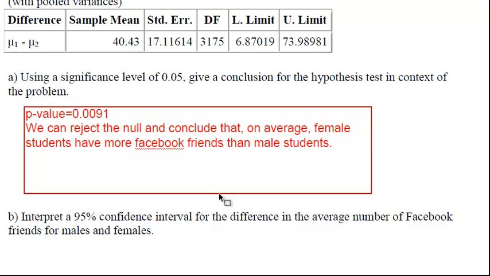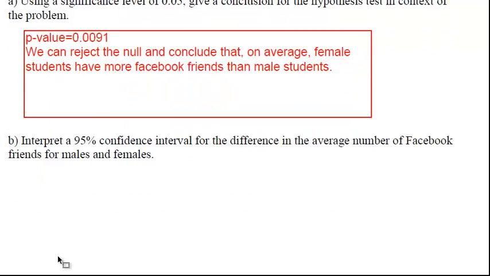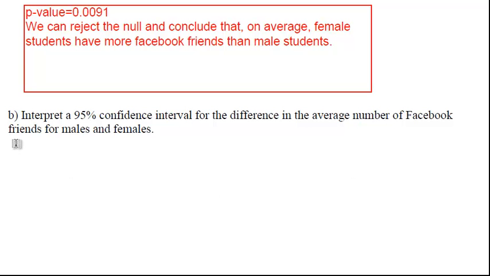The next thing we want to do is interpret the confidence interval. That's always a little more difficult. Because we rejected the null, we know there is a difference between males and females, with females having more, and the confidence interval is right here. Here's the lower bound for the confidence interval, here's the upper. And because we're taking females minus males and it's positive, we know that females have more Facebook friends on average by this much. And so I want to state that in my interpretation.